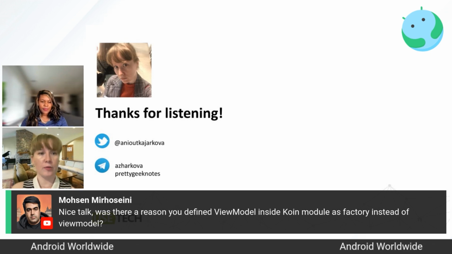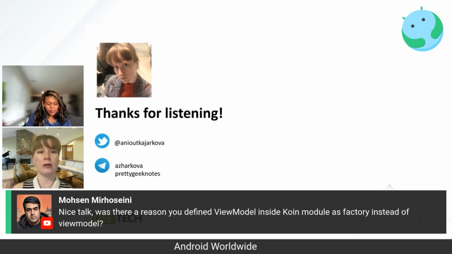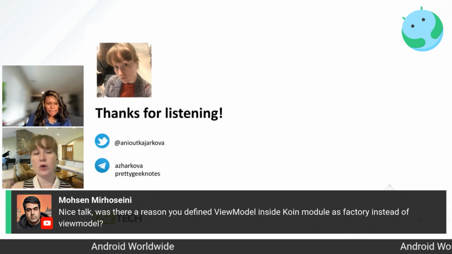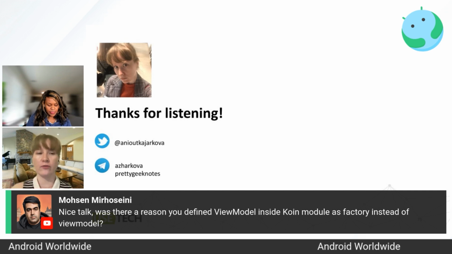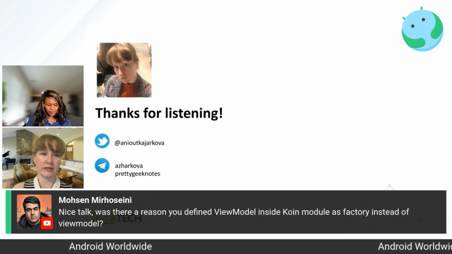I think that both approaches could be used. Factory is maybe a more common solution for all factories when you need to create a new instance every time. Of course, you could provide your view model. It's the same.